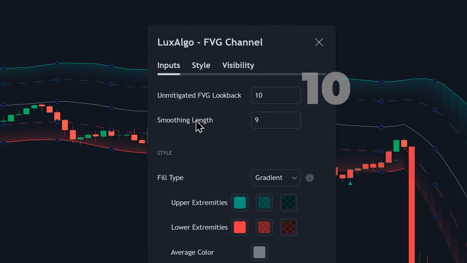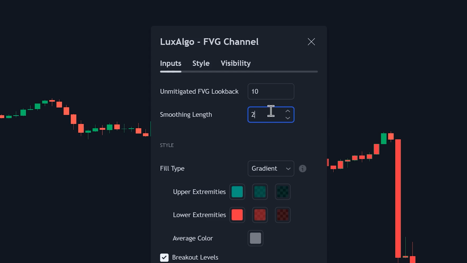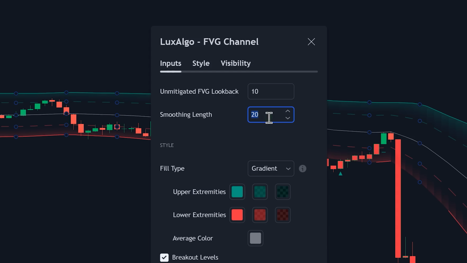The smoothing length. This determines the level of smoothing applied to the channel. Higher values are gonna reduce noise, while at the same time, they may delay the responsiveness of this indicator to price changes. So I'm gonna stick with the default value of 9.